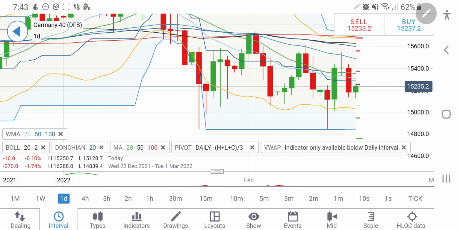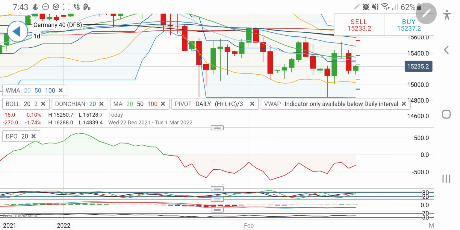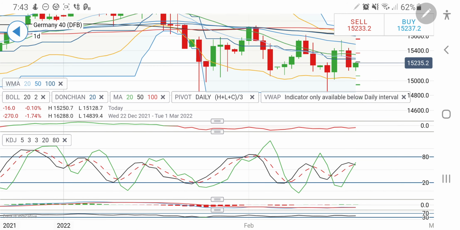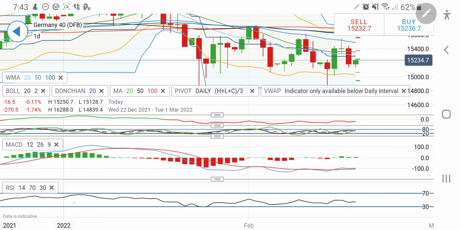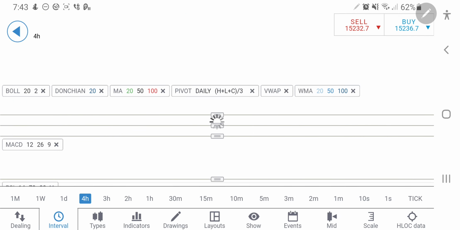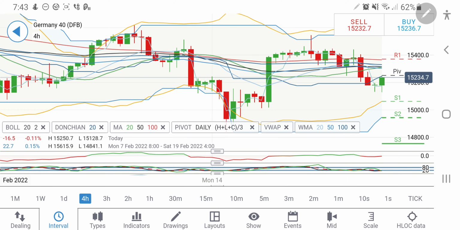Also look at the stochastic here, and the DPO is in red. The stochastic is trying to cross over onto the sell side. The MACD is still in the buy zone. The RSI is comfortable. Look at the 4-hour charts. On the 4-hour chart, it is showing a reversal here after this drop, and it has also completed this lower highs formation. From here it can try to retrace back again.